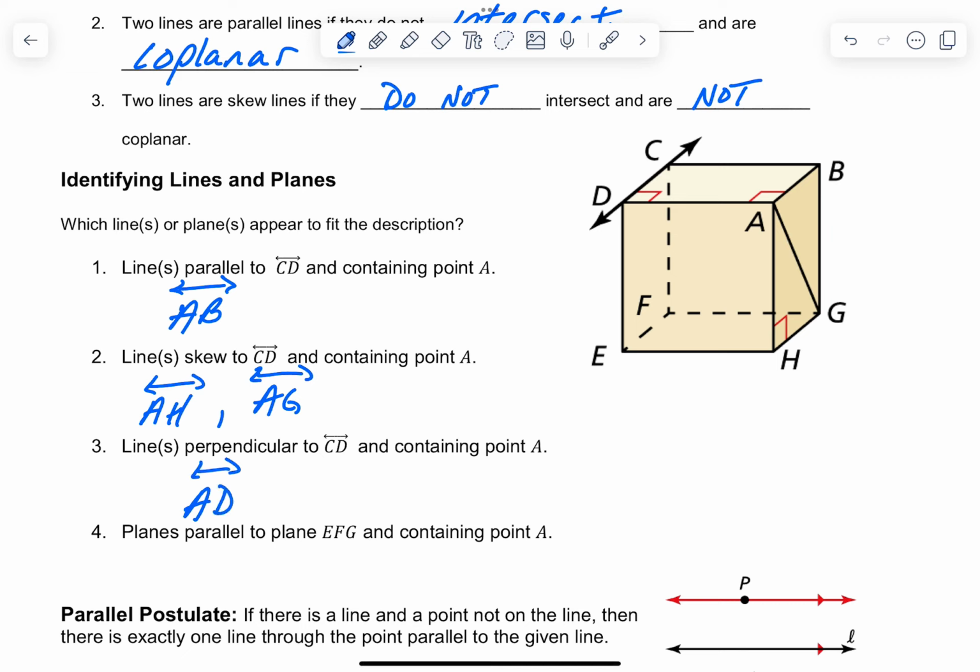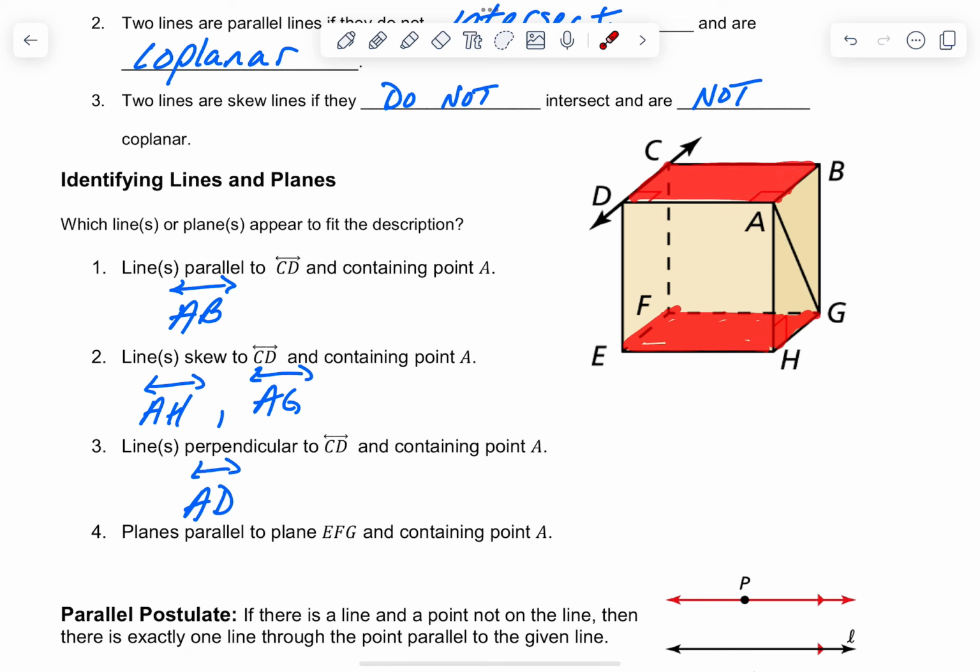And then number four, parallel to plane EFG and containing point A. So plane EFG is going to be the bottom. Not really a good way to show this. It's the bottom of this cube. So think about a cube or a dice, and it would be the very bottom face. The only other plane on here that would not intersect the bottom would be the top. Those are the only ones that wouldn't cross the bottom.